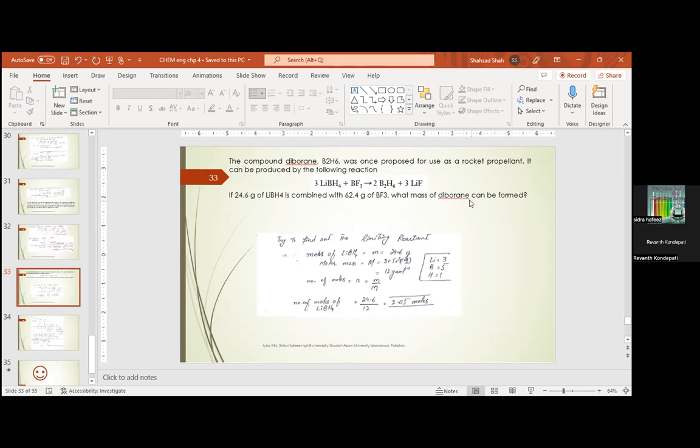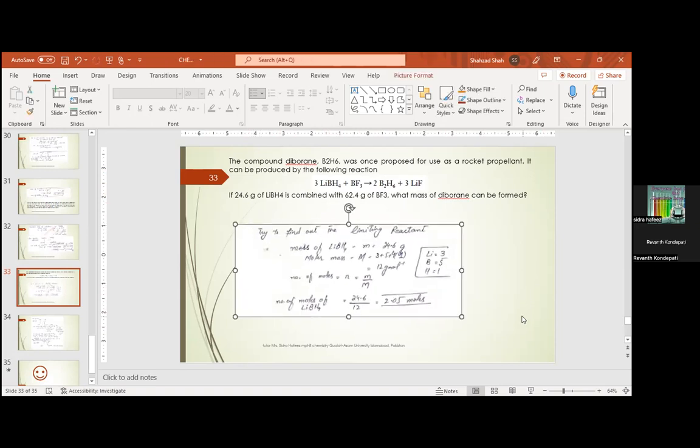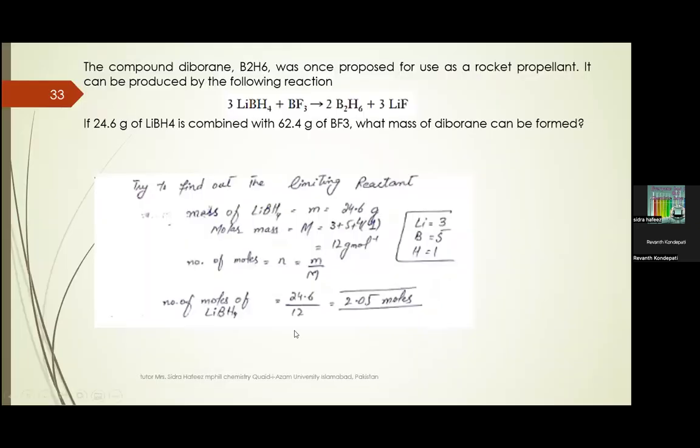diborane can be formed? Now, again, you have to find out which one is the limiting reactant. Either it is lithium borohydride or it is BF3. Then after finding the limiting reactant, you will calculate the mass of the product from that limiting reactant. So we will start with this. Try to find out the limiting reactant.